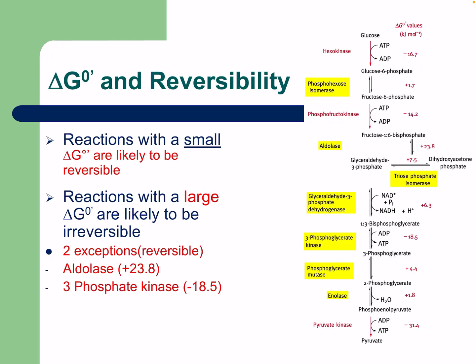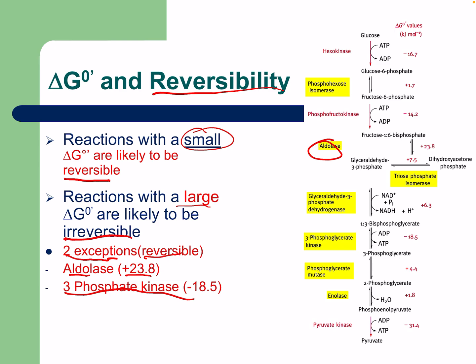So, Gibbs standard reaction free energy and reversibility. Reactions with a small change of free energy are likely to be reversible, while reactions with a large change, either positive or negative, are likely to be irreversible. There are two exceptions which are reversible. This includes aldolase, which is plus 23, and phosphoglycerate kinase.